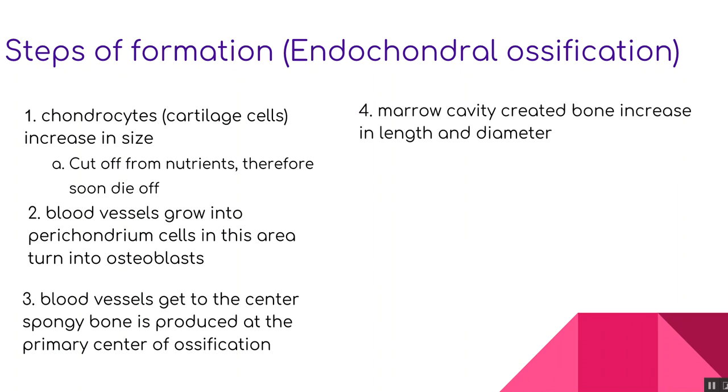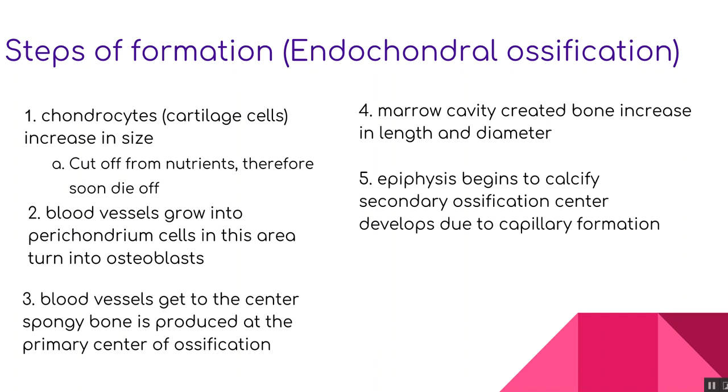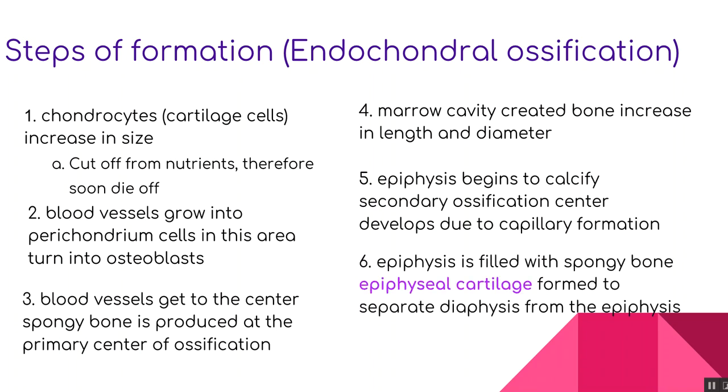A narrow cavity is created, and it increases in length and diameter. And the epiphysis begins to calcify, the secondary ossification center, and develops due to capillary formation. And the epiphysis is filled with spongy bone, and epiphyseal cartilage is formed to separate the diaphysis from the epiphysis. And if you are curious about this, there is a really good section in chapter 6 that you can look at, and it will explain this more in depth, but I'm not going to test you on this.